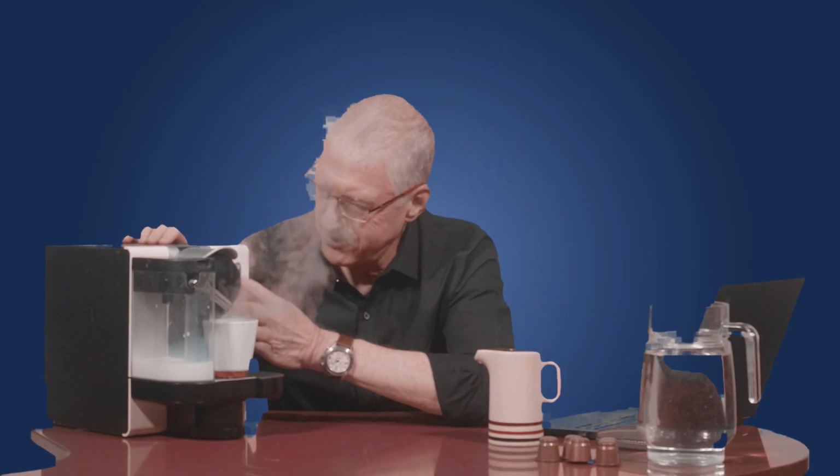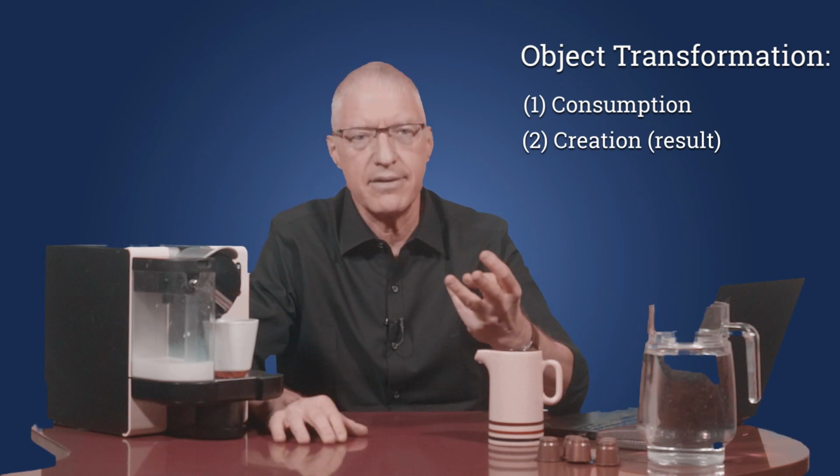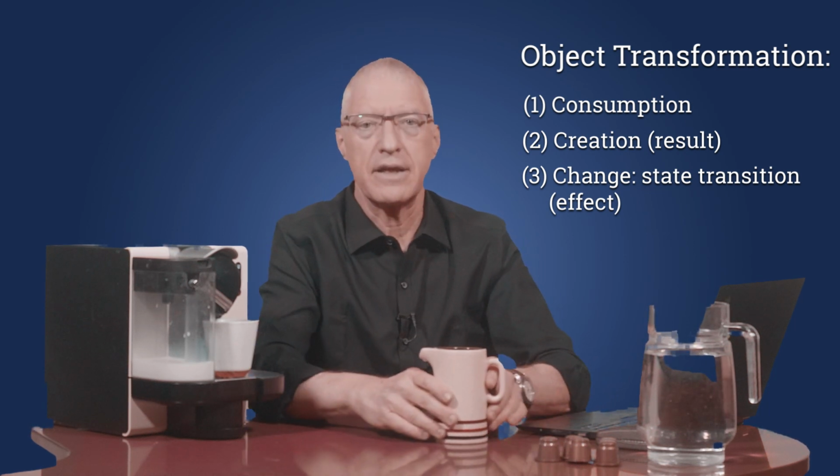Meanwhile, let's continue modeling our coffee making system. Okay, I think that will be enough. After we've learned about two types of transformation, consumption and creation, we learn about the remaining third type, change or state transition. The milk was still cold. Before pouring it to the coffee, we want it to change from cold to hot. To model this, we introduce the concept of state.